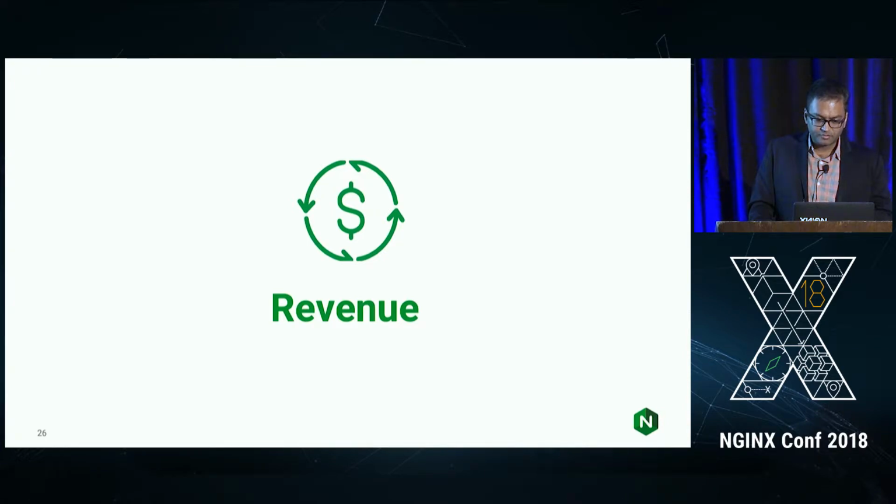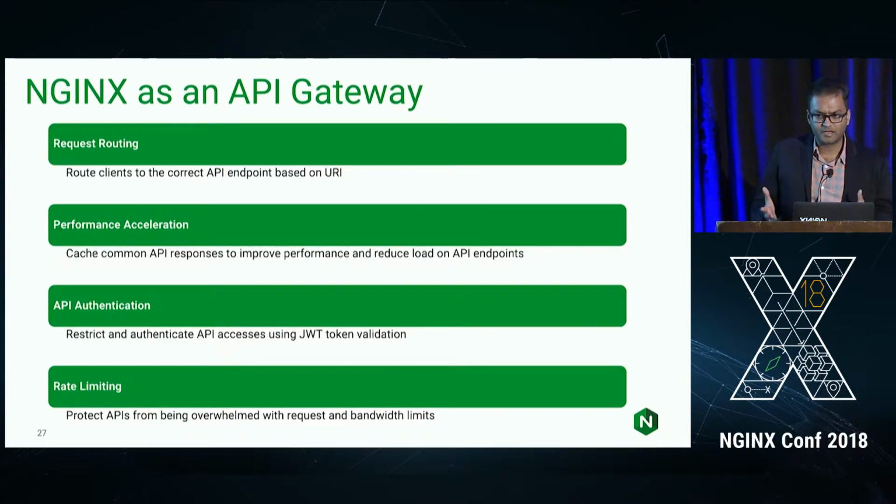I want to now shift gears to increasing revenue. There were a couple of sessions today or yesterday and in our keynote, on how NGINX is an API gateway. 40% of our customers use us as an API gateway. Some of the features are being able to route clients to the correct API endpoint, caching commonly used API responses to improve performance, API authentication using JWT, and finally, last but not least, rate limiting. If you're having a DDoS attack, ensure you limit calls to your backend APIs. But even more than that, DDoS is a great use case for rate limiting.